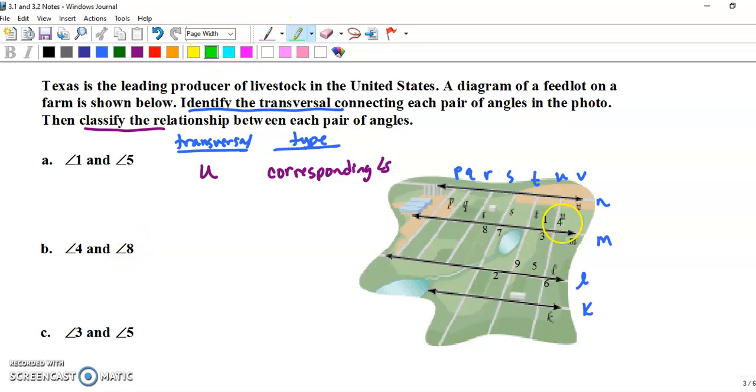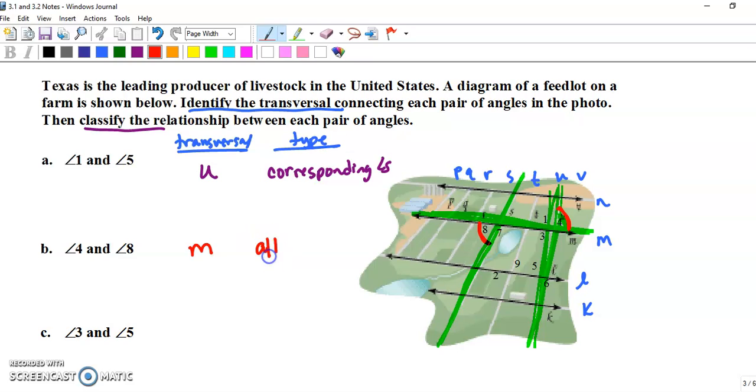If we want angle 4, angle 4 is this one here, so I would need line U again and line M. That's kind of messy, but angle 4 is right here. Angle 8 is way over here, so I have that top line for angle 8. To finish off angle 8, I would need to highlight this one. So I've got S, U, and M highlighted. The transversal would be line M. They are on opposite sides of line M, so they are alternate. They are outside the two lines, so exterior angles.